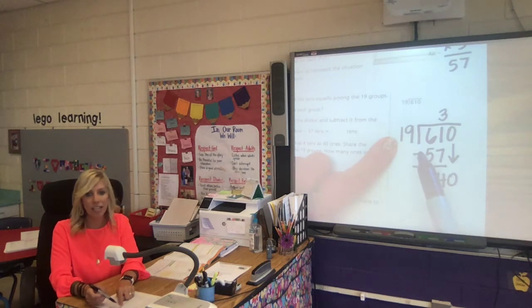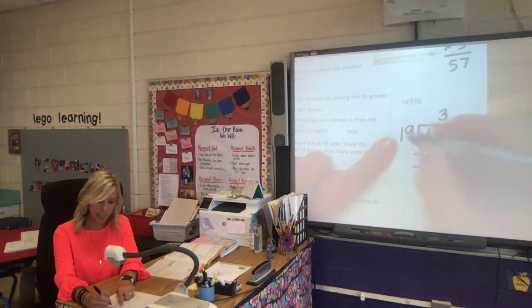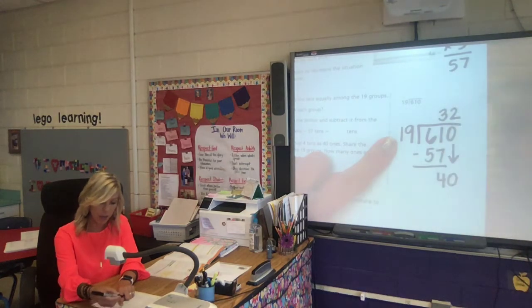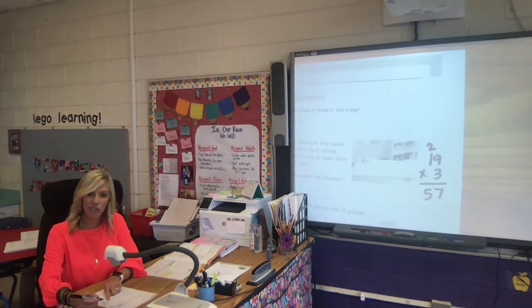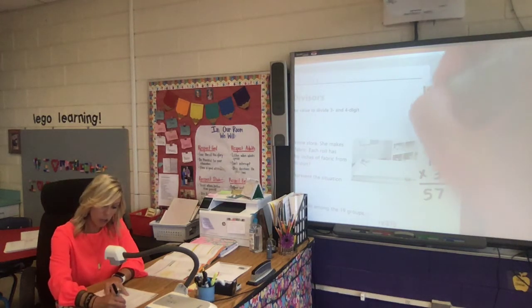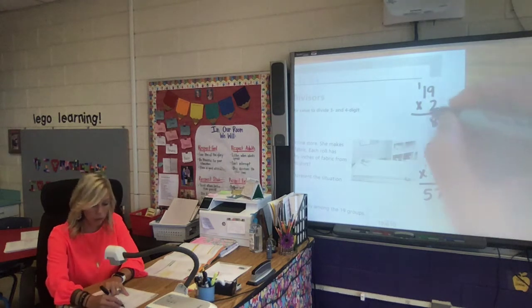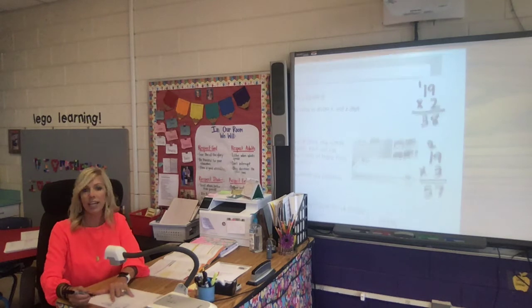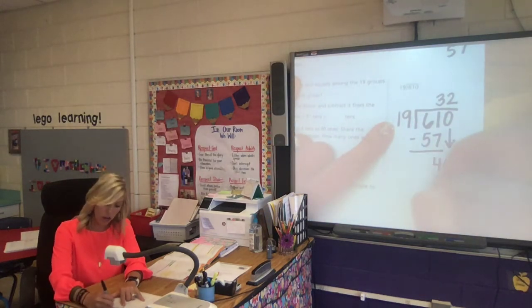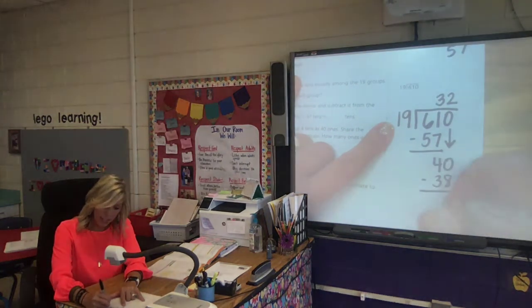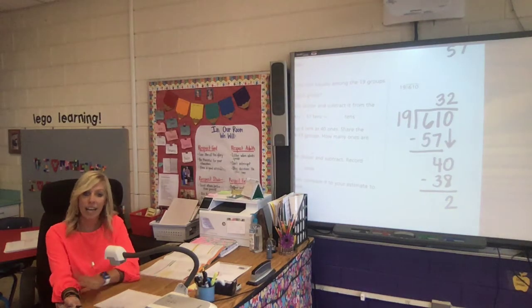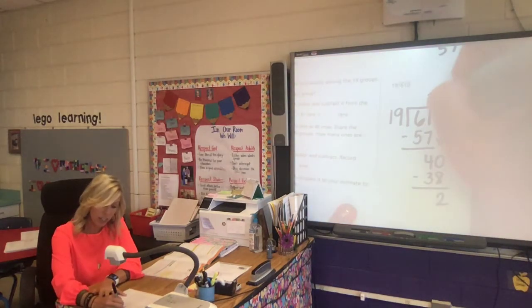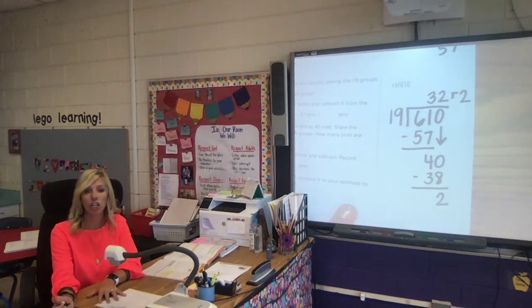Again, I know 19 is close to 20. I know 20 times 2 is 40. So 19 is going to go into 40 2 times. But I'm going to come up here because I don't know right off what 19 times 2 is. 9 times 2 is 18. 2 times 1 is 2 plus 1 is 3. That's 38. 2 times 19 gives me my 38. I subtract. There's nothing left to bring down. So I know my answer is 32, remainder 2.